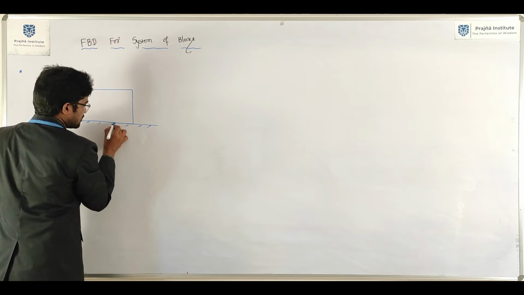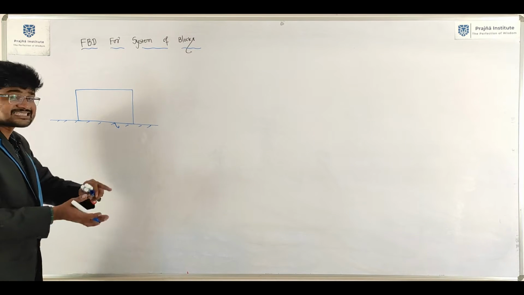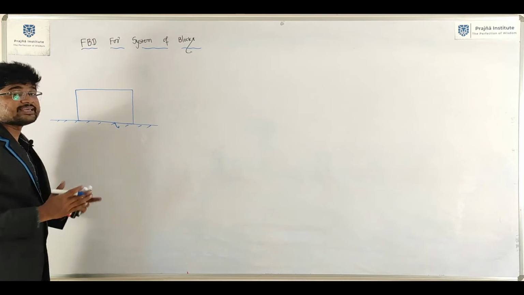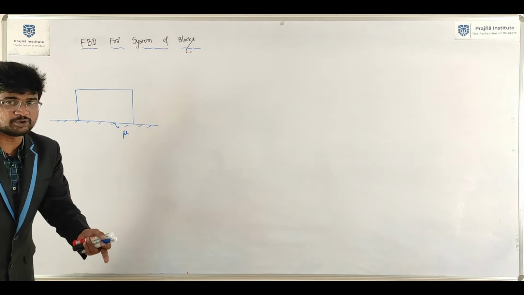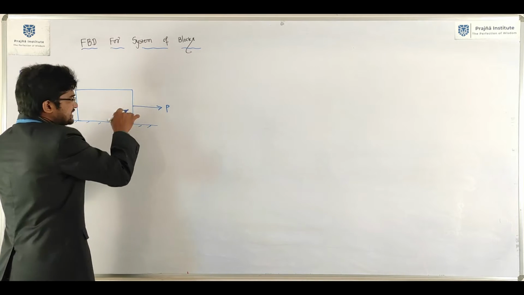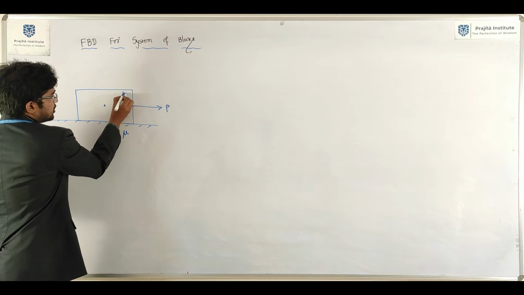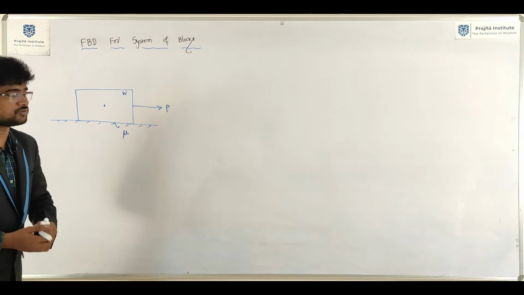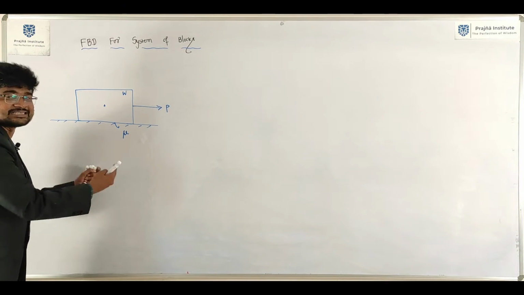Okay, so a block of mass m is resting on a rough horizontal floor. It has coefficient of friction mu. A horizontal force P is acting on the block. That is the given case. The weight of the block is given. Now we need to draw the free body diagram for this block. It is very simple.